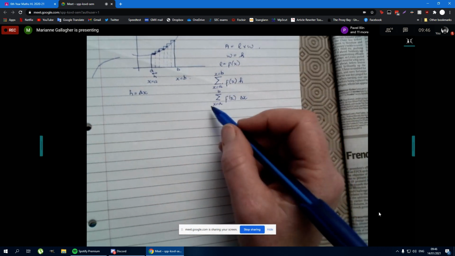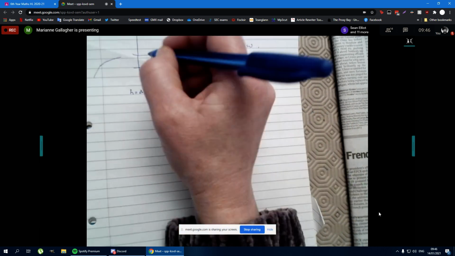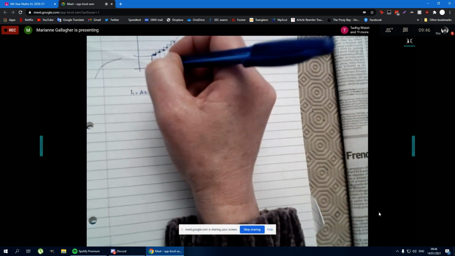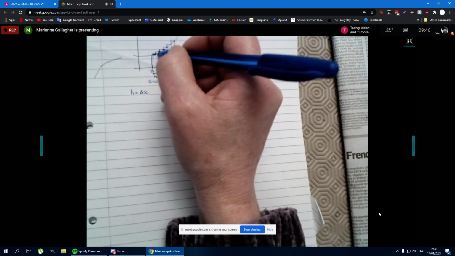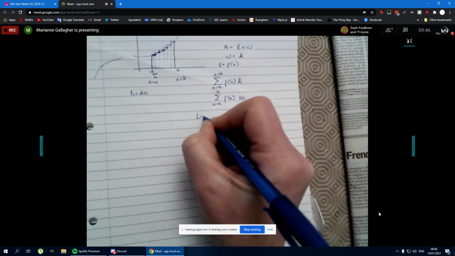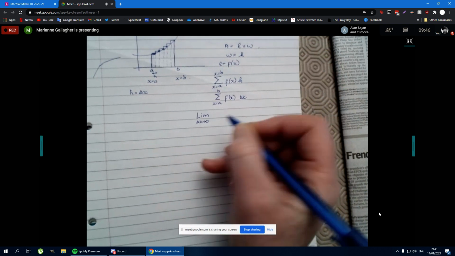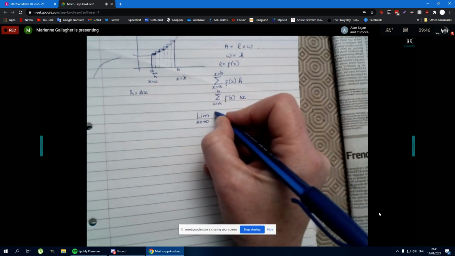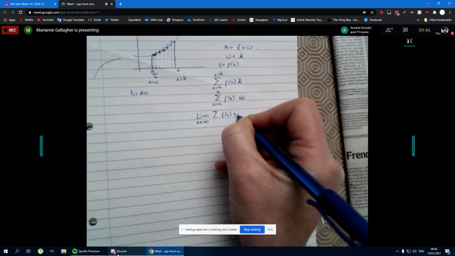So to get it more accurate, if you make those h's, the delta x, very, very small, then you're going to get much thinner slices, and your f of x is going to be the exact value of the height of each of those very thin rectangles. So we're getting the limit as delta x, or h, tends to 0, of the sum of f of x delta x.